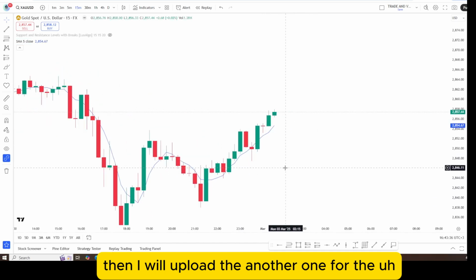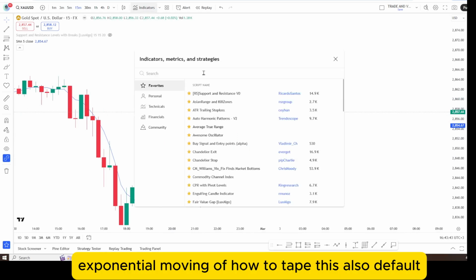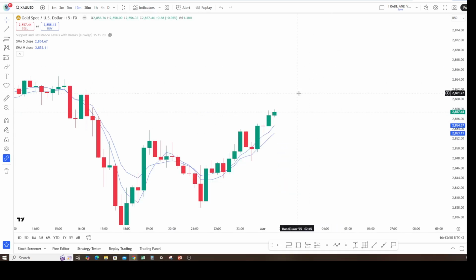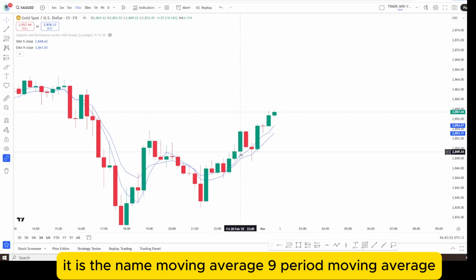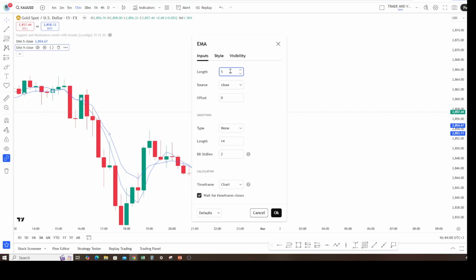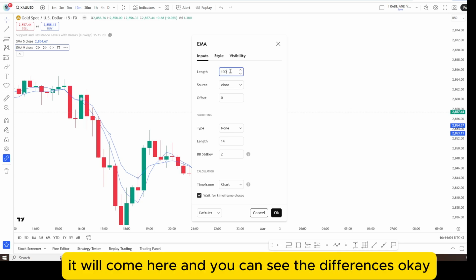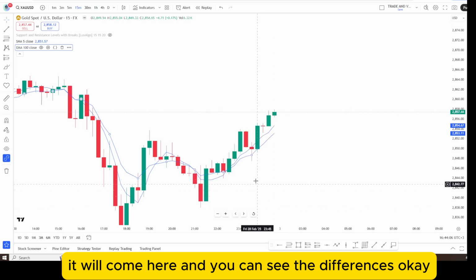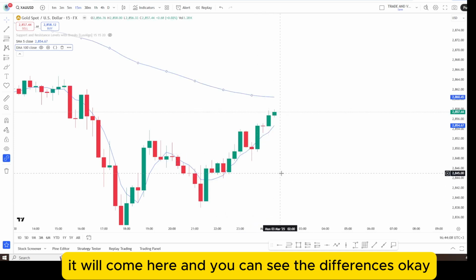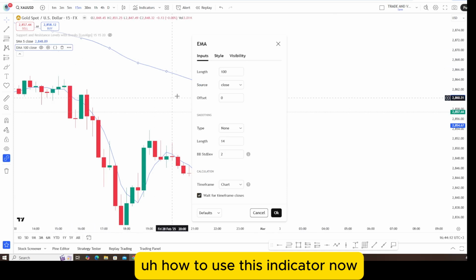Then I will plot another one for the exponential moving average. For the exponential moving average, we have to type it. This also comes with a default of 9, a 9 period moving average. So we can set it as 5 or whatever you want. You can put 50, 100, whatever value you put in, it will come here and you can see the differences. Okay. We will explain later how to use this indicator.